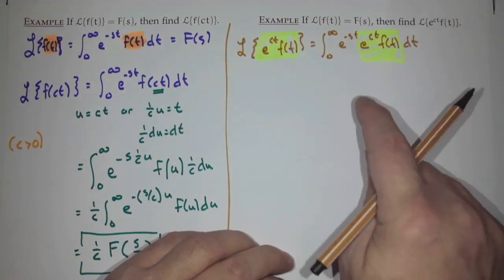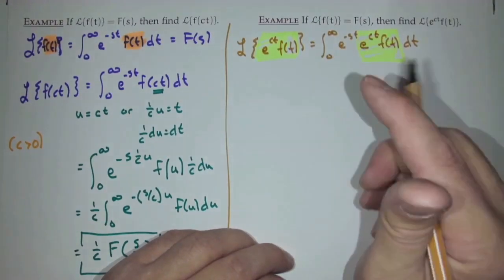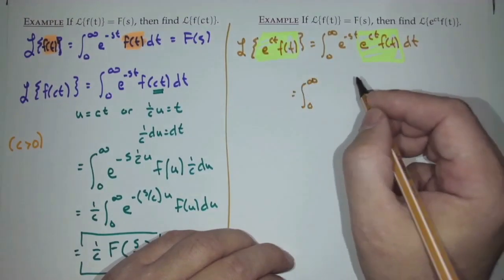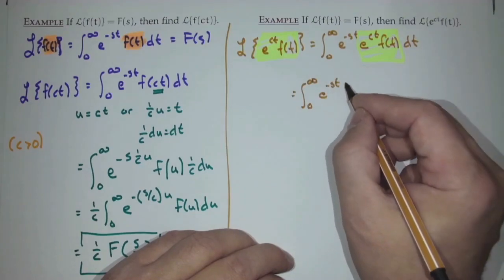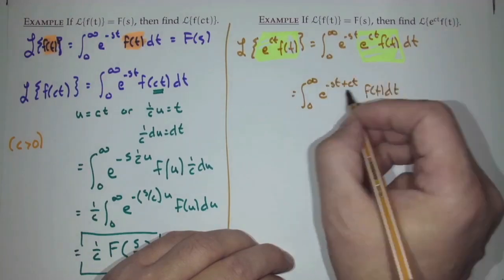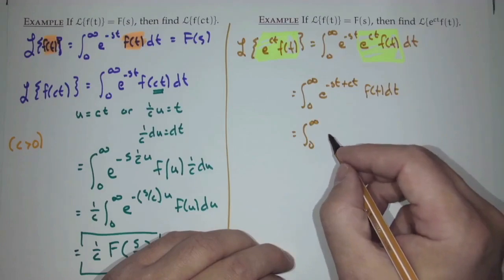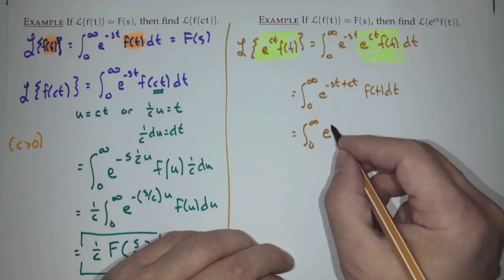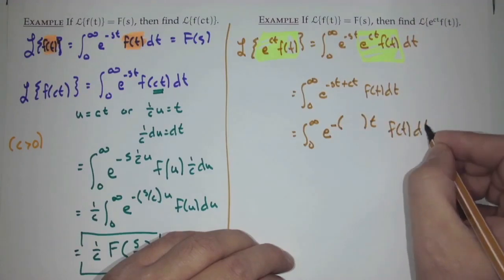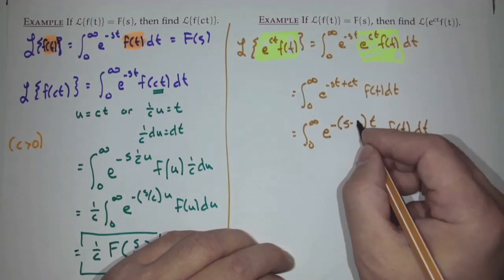The exponentials can be combined. Oh yeah, it's e to something times e to something, so what happens to those? You can add them. So e to the minus s times t plus c times t, f of t dt. Well, what else can we do with these pieces upstairs? You can pull out the t. You can also pull a minus out in front. e to the minus something times t, f of t dt. What goes here? s minus c. All right.